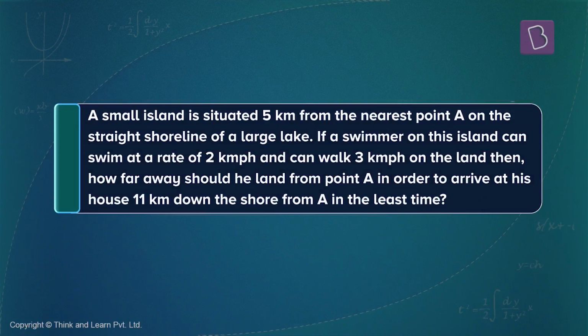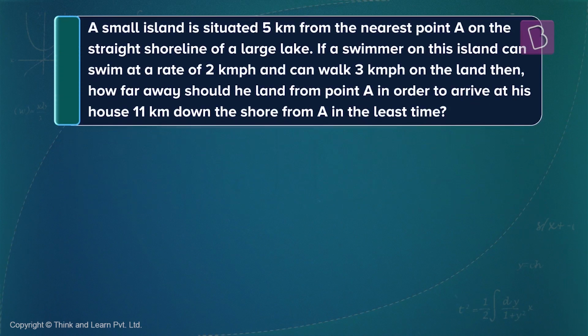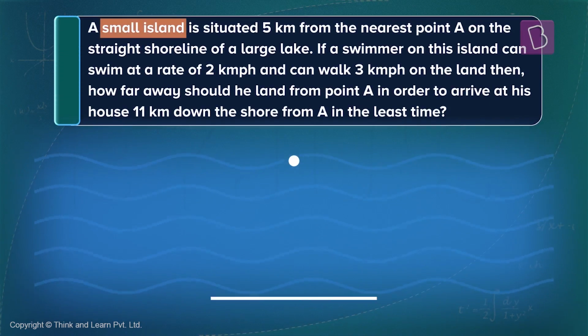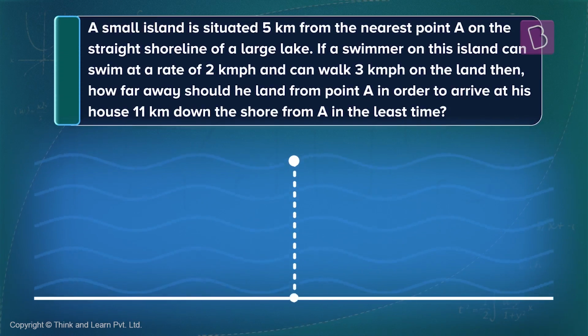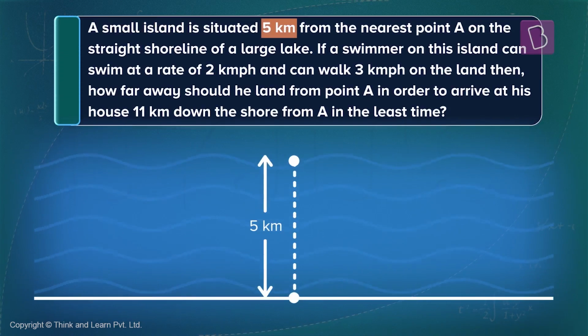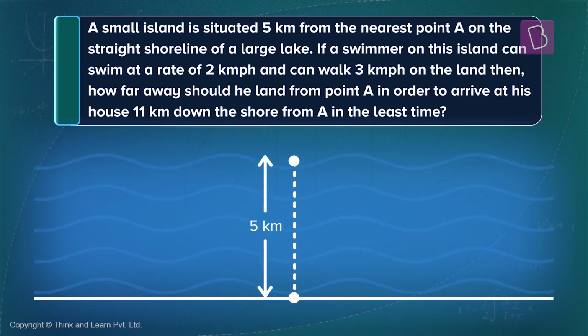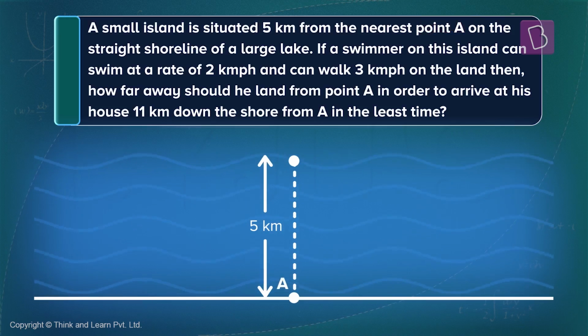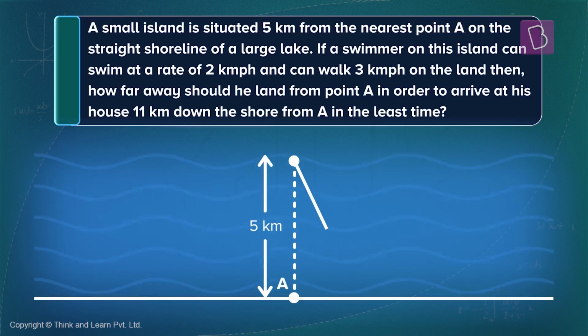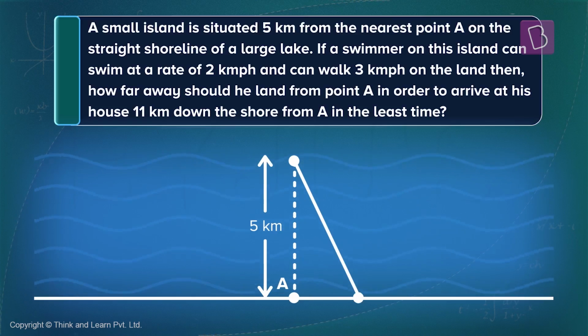So in this question, the problem statement is quite lengthy. So let's visualize the problem statement. There is an island, there is a shore. The shortest distance of the island from the shore is 5 kilometers. So that point on the shore, which is at the shortest distance from the island, I'm going to call that point A. A swimmer starts swimming from the island, and he starts swimming from the shortest distance away from the shore, and he has to go to his house.